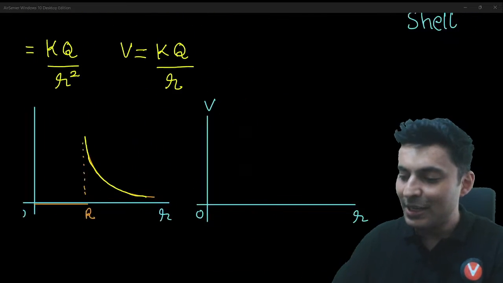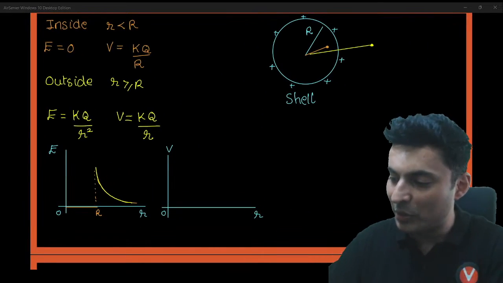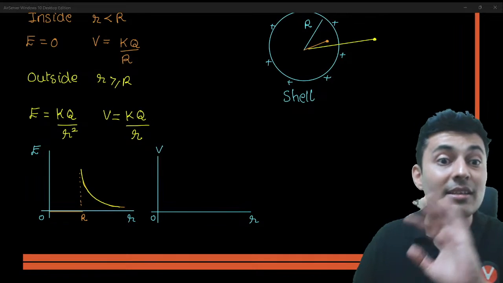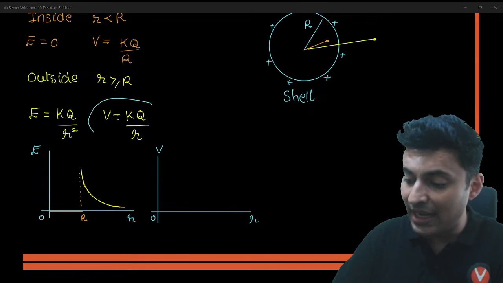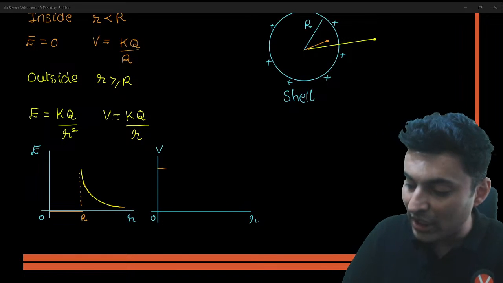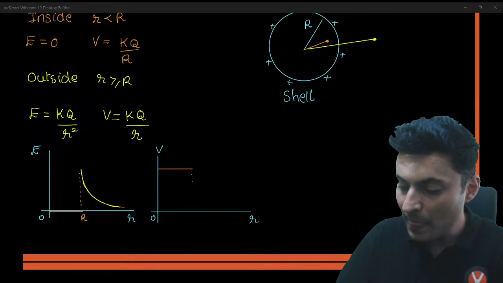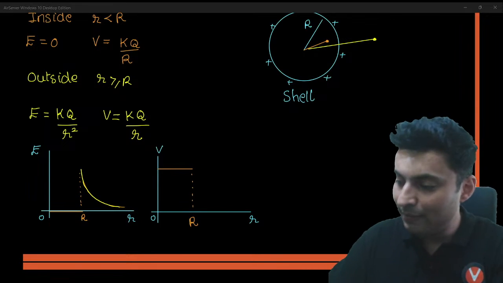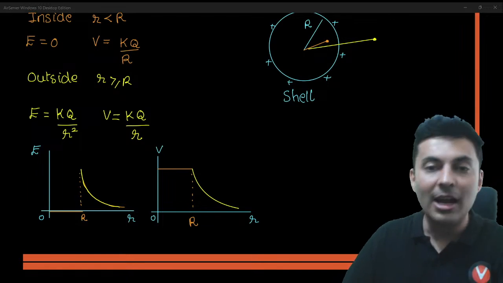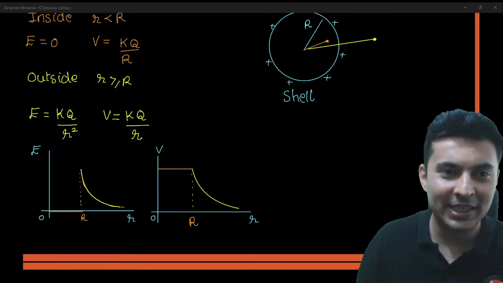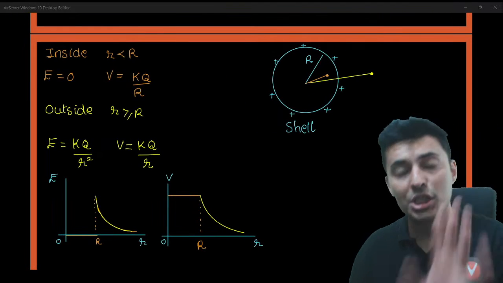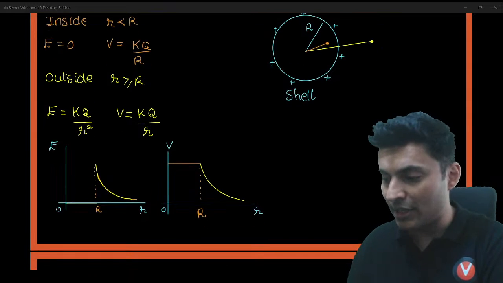Similarly, if you talk about potential, look at it. Potential is KQ by capital R. Now, capital R is a constant. It has not changed. And outside it is KQ by small r. Small r is a variable. So that means the potential graph will be a straight line till R, and once you go outside, it will be proportional to 1 by r. So it will be like this. It will become a hyperbola. What an important graph. This is for the shell, my dear audience.